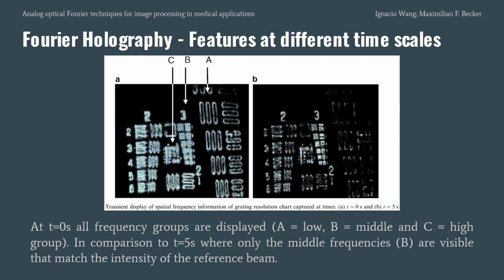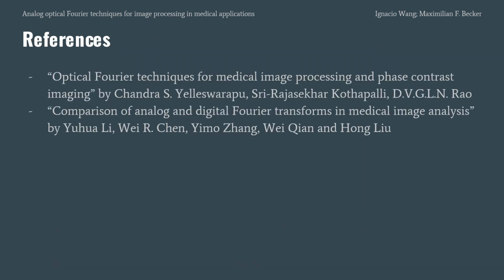For example, here at 0 seconds, all groups are displayed, so the low, the medium, and the high frequencies. And after 5 seconds, only the medium frequencies are left that are visible in a good way. Those are the matching ones for the maximum efficiency. So those are our references.